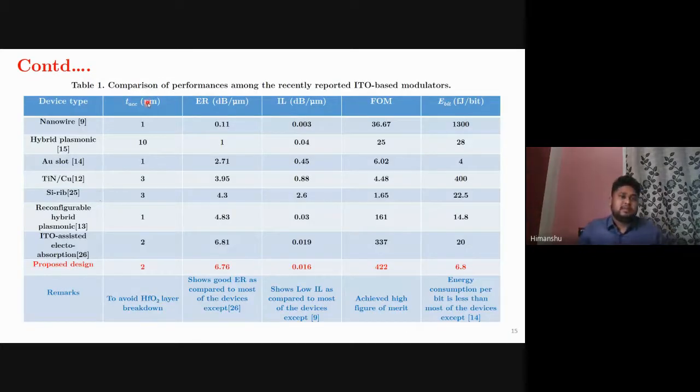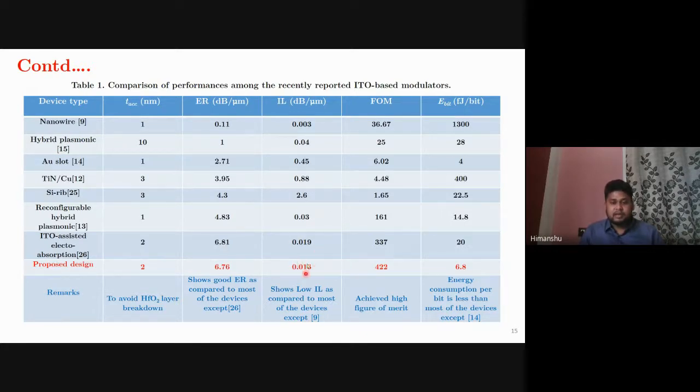So now this is the table which shows the comparison of our device among other contemporary ITO based modulators. Here the red color or the highlighted one shows our proposed device. We can see that our proposed device has an extinction ratio of 6.7, which is better than most of the devices except this reference 26, which is a little bit higher.